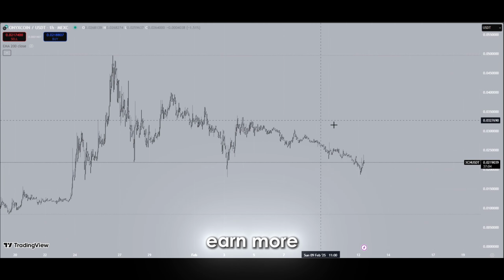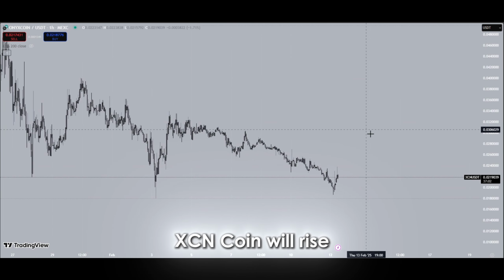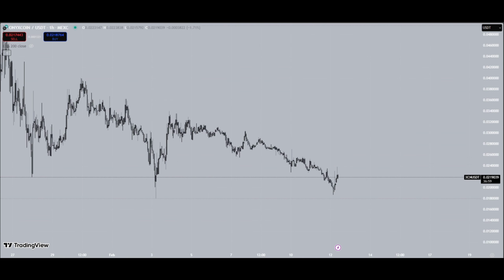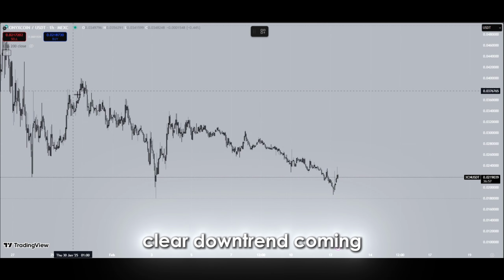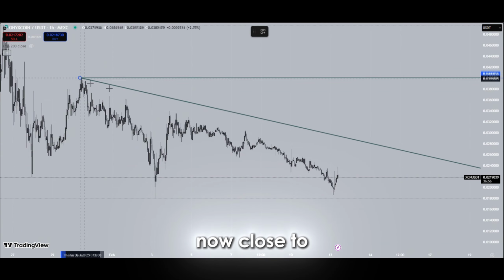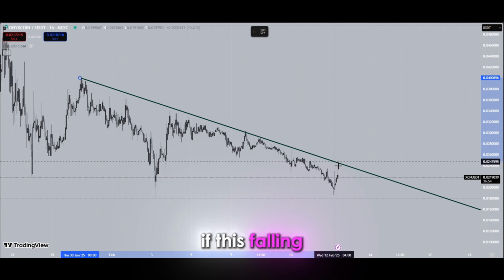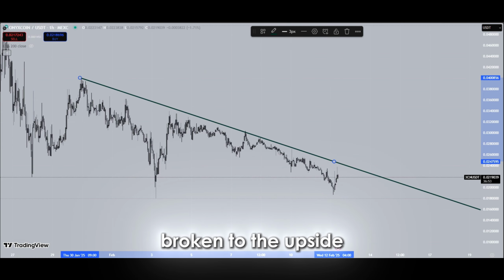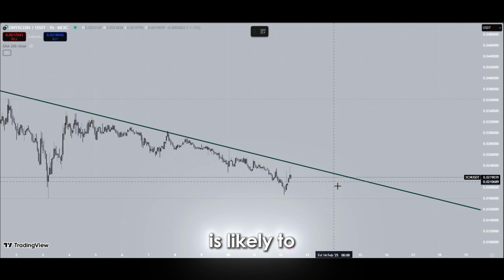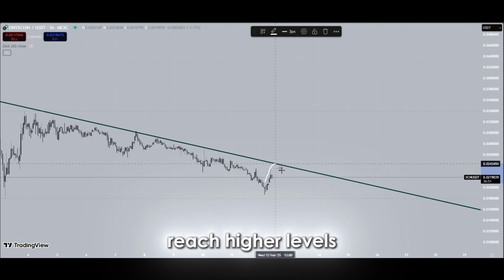Before moving on to how to earn more, let's analyze whether XCN Coin will rise. On the chart, we see a clear downtrend coming from the top. The price is now close to this trend line, and if it breaks this level, a bullish move should start. If this falling trend line is broken to the upside on strong volume, the uptrend is likely to gain momentum and the price is likely to reach higher levels.